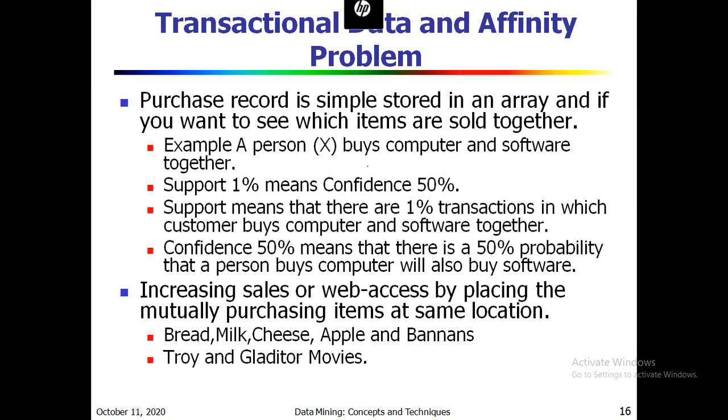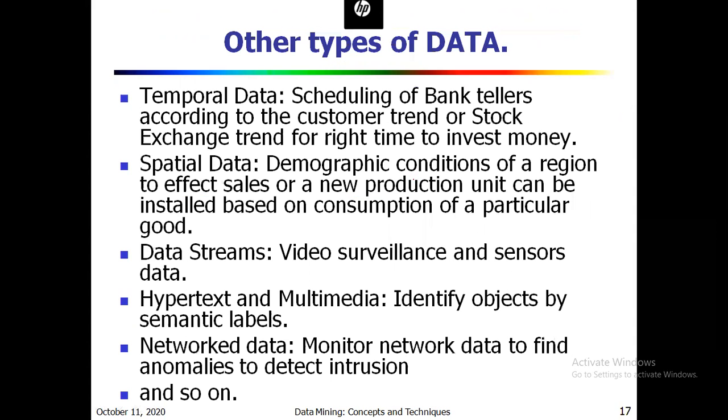So these are the two measures. There are several other measures as well, but at the moment we will consider support and confidence as measures for this affinity problem. So we will discuss later on, because this is also called the association, as well. This is also called the association rule.